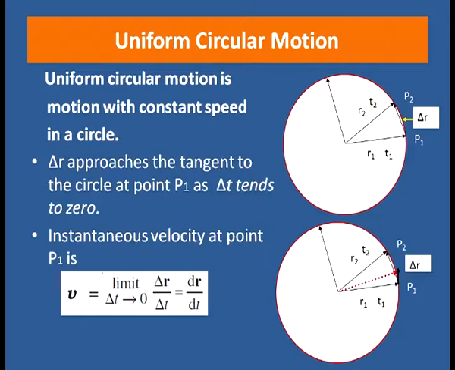Now, whenever we take the time interval to be very small, we calculate instantaneous velocity. So, the instantaneous velocity at point P1 is v equal to limit delta t tends to 0 of delta r divided by delta t, which is equal to dr by dt. This is the expression for instantaneous velocity v. Now, here are some points to remember.